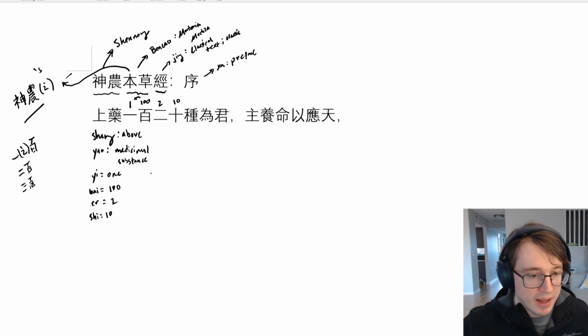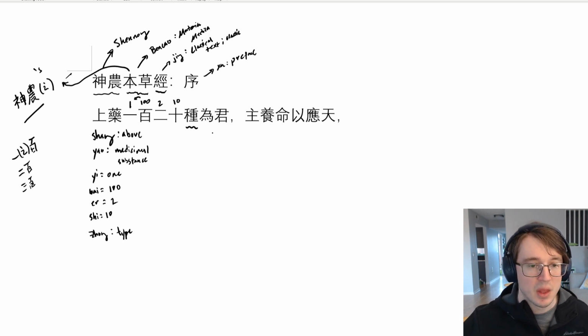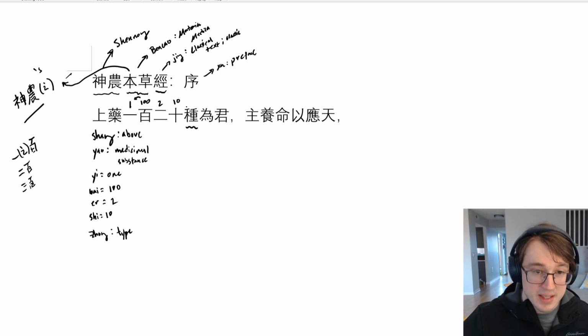Okay, then we have this one here. This character here is zhong. It means type or variety, something like that. So it's a noun. These are all nouns. The numbers are all nouns.